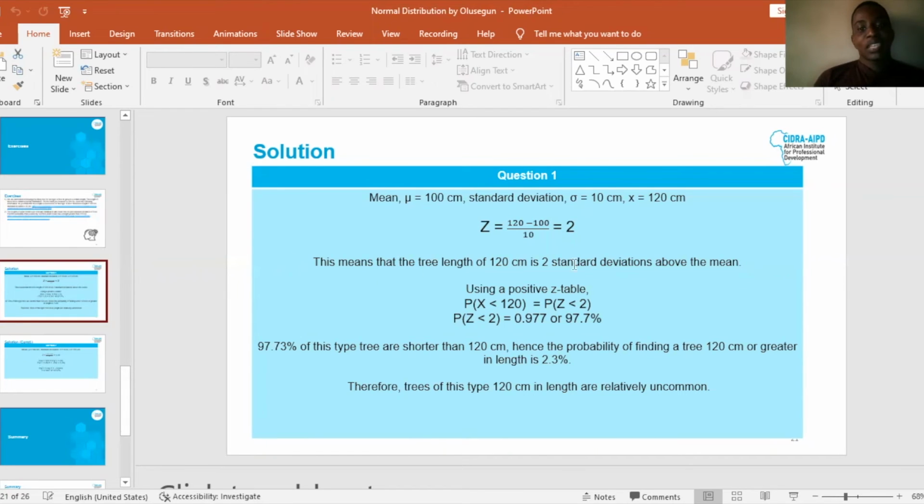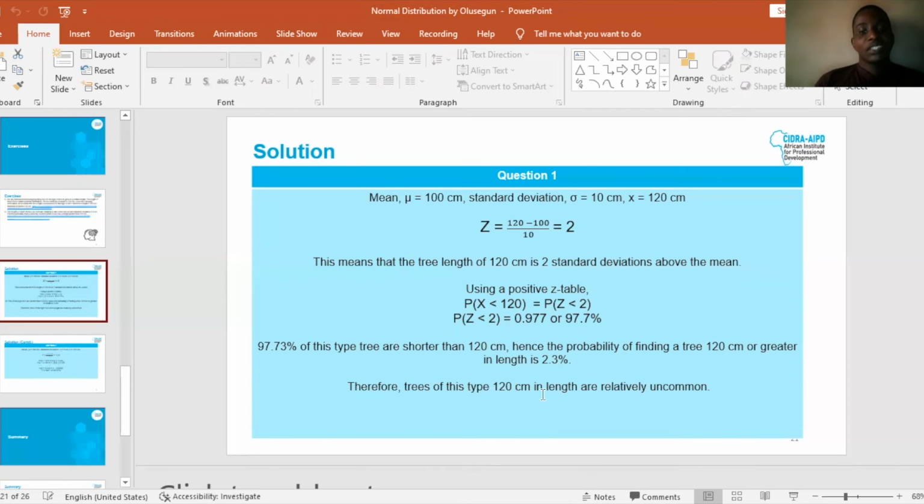This means that the tree length of 120 centimeters is 2 standard deviations above the mean. Using a positive z table, we have to find the probability of finding a value which is less than 120 centimeters, or the probability of a z-score less than 2. The probability of a z-score less than 2 is equal to 0.977 using our positive z table, or 97.7%. What that means is that 97.73% of these trees under consideration are shorter than 120 centimeters. Hence, the probability of finding a tree 120 centimeters or greater in length is 2.3%.